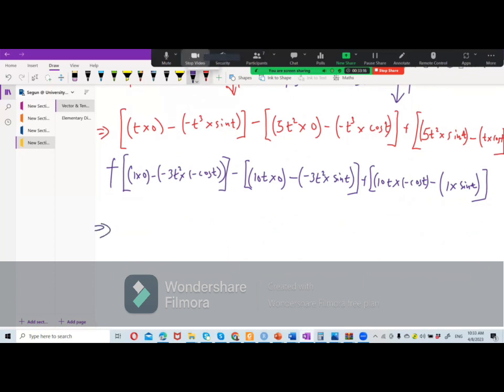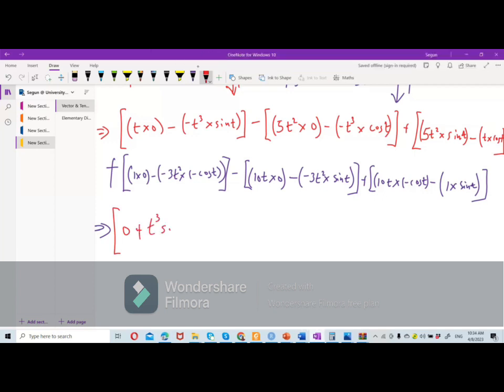So let me pick this one. Let me do it face by face. This is 0. This is minus times minus, positive. We have t cubed sine t. So let's say we finish this one. Minus, this is 0, positive t cubed cos t. This is positive. So you have it to be 5t squared sine t minus t cos t.